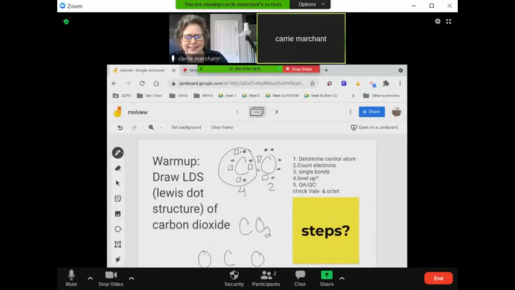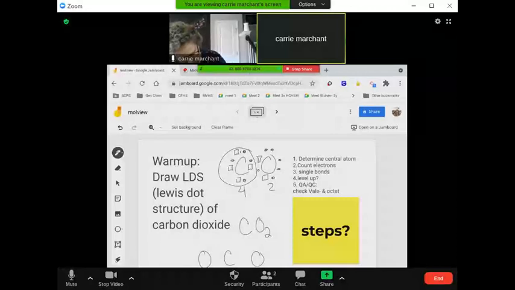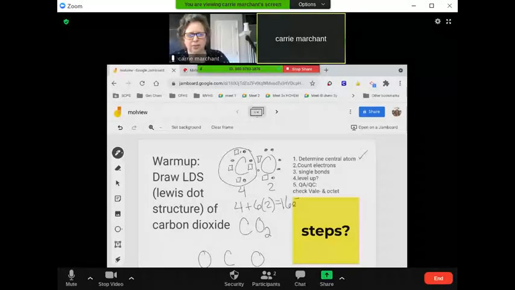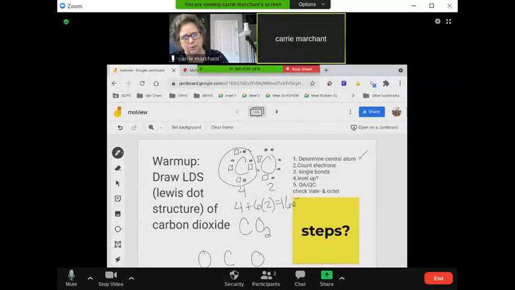Step 1. Step 2, count the electrons. 4 on carbon plus 6 on oxygen, but now we know there's 2 oxygens. 16 total electrons. Not super critical for what we're doing today or the last couple of days, but when we do ions, it's important to know what your total electron count is.